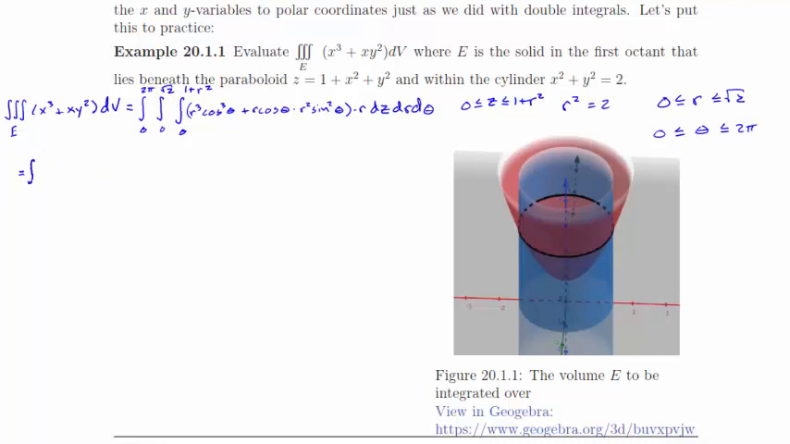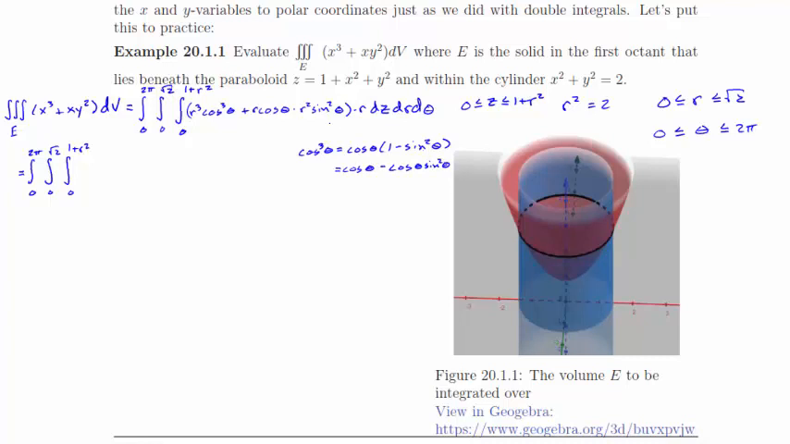I'm going to do a couple of things rearranging before I start integrating. I'm going to do the integral from 0 to 2 pi, keep that the same, the integral from 0 to the square root of 2, the integral from 0 to 1 plus r squared. And I'm going to multiply the r in. I'm also going to note that cosine cubed theta equals cosine of theta times 1 minus sine squared of theta. This 1 minus sine squared of theta is cosine squared of theta. So this equals cosine of theta minus cosine of theta sine squared of theta.